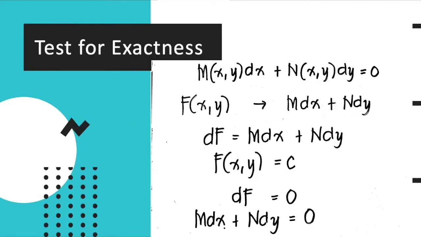Suppose that we have a function f of x, y that can be found that has its differential df equal to M dx plus N dy. Taking the solution of this total differential will give us f of x, y equal to c. So what is the process? We integrate. So basically, that will give us the solution of the differential equation.